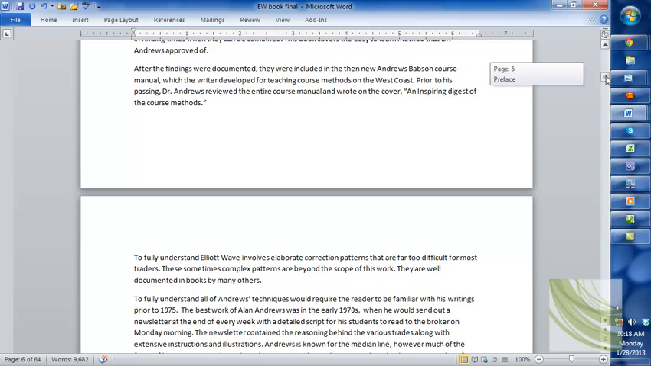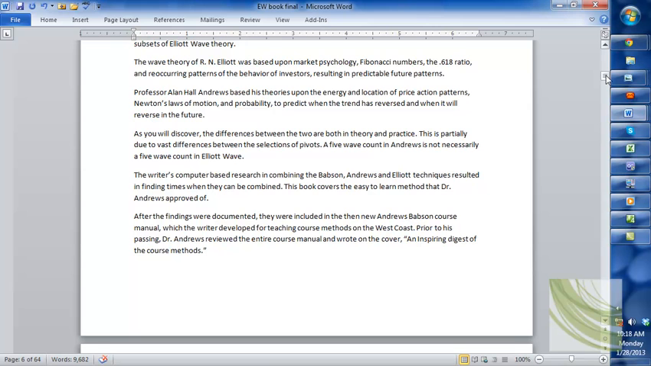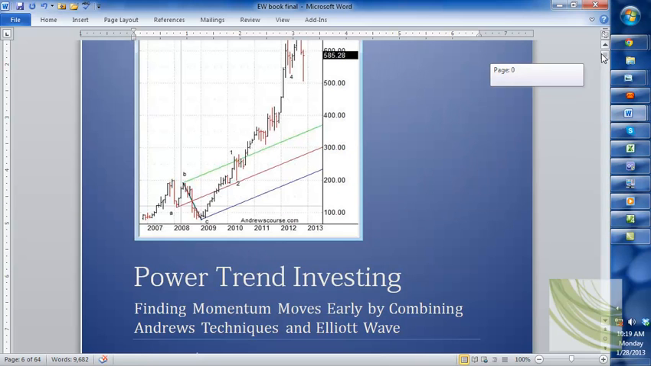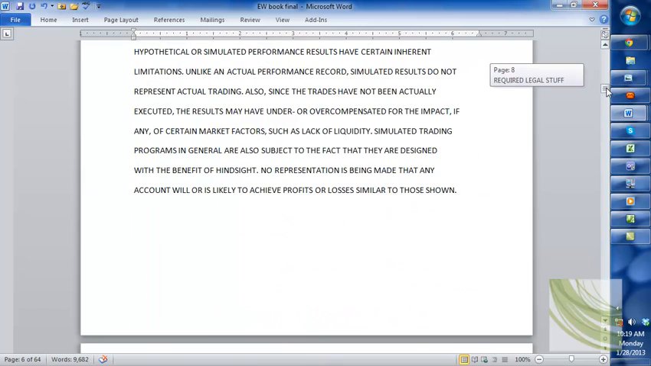So I did, and what I came up with was that with Andrews, there are very specific things that work very well with Elliott wave, so that you can combine them effectively. Okay, and that's what this is about. Because remember, what we're out to do is to find momentum moves early by combining Andrews techniques and Elliott wave. That's the objective. Okay, so let's move on.